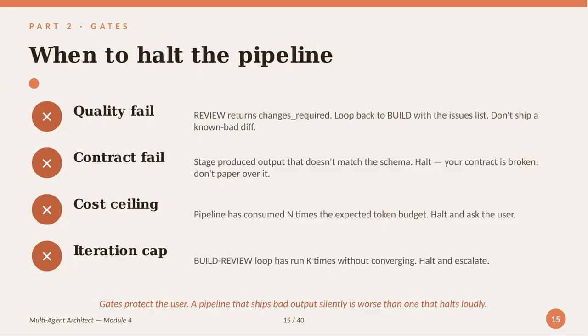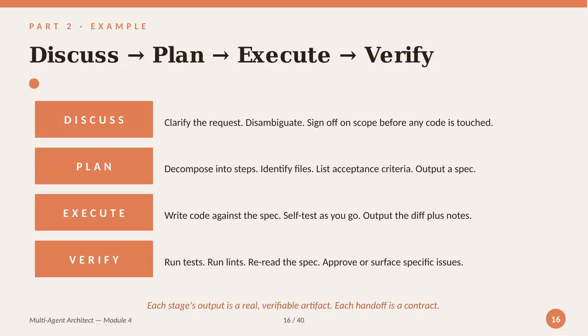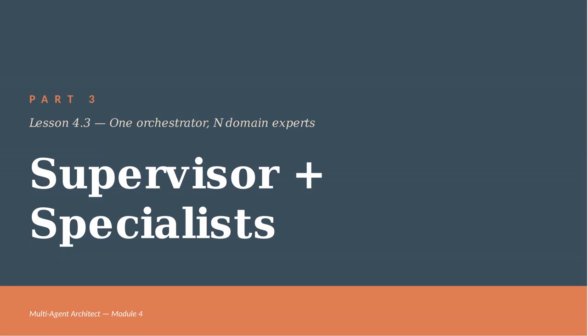Scale. Part 1. Parallel dispatch. The fastest pattern when subtasks are truly independent. A real example. The discuss, plan, execute, verify pipeline that's becoming a default for spec-driven coding agents. Discuss. Part 3. Supervisor plus specialist. The pattern when expertise depth matters more than parallelism.